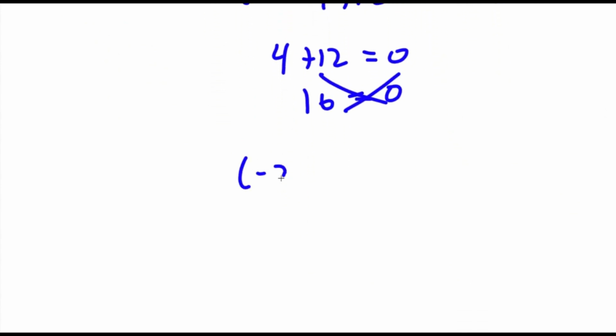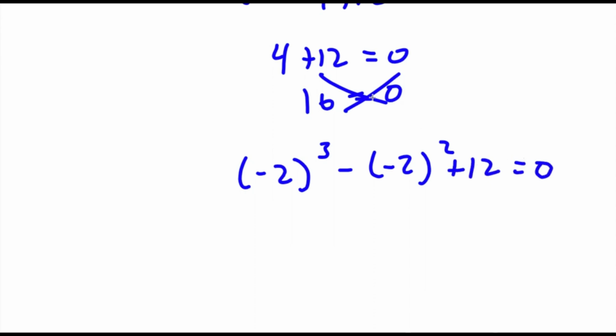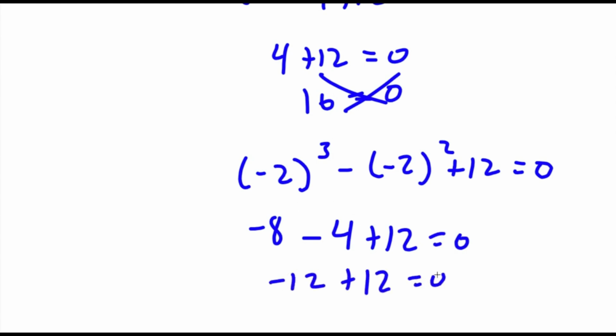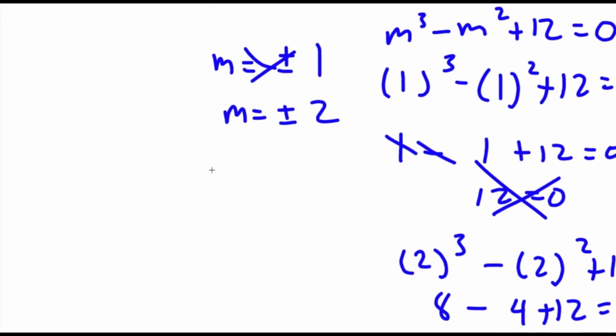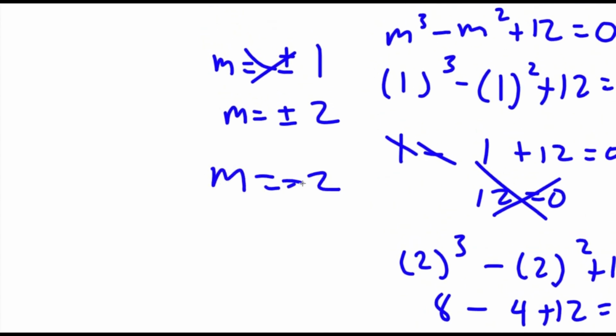Now for negative 2, I have negative 2 to the power of 3 minus negative 2 squared plus 12 is equal to 0. Negative 2 to the power of 3 is negative 8, and negative 2 squared is positive 4, so I have minus 4 plus 12 is equal to 0. Negative 8 minus 4 is negative 12, so I have negative 12 plus 12 is equal to 0. That is 0 equals 0, and this is right. So m is equal to negative 2. And this is just one solution.